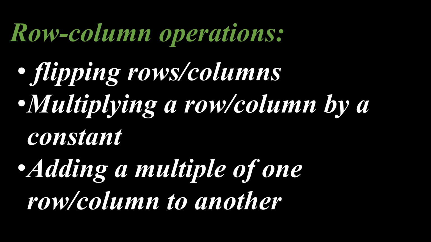The way I like to think about matrix equivalence is by appealing to row-column operations. A nice way of putting it is that A is equivalent to B if and only if A can be obtained from B by means of column or row operations. The row-column operations are the following: flipping two rows or columns, scaling a row or column by a constant, and adding a multiple of one row or column to another.